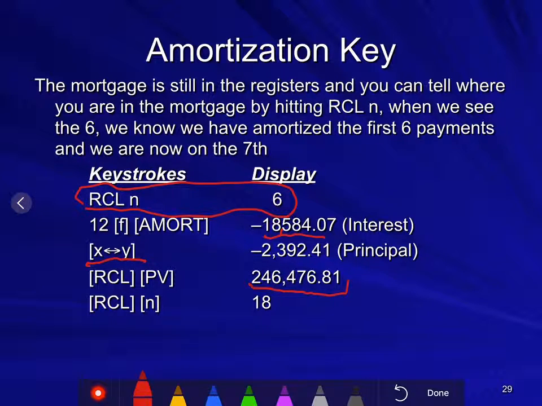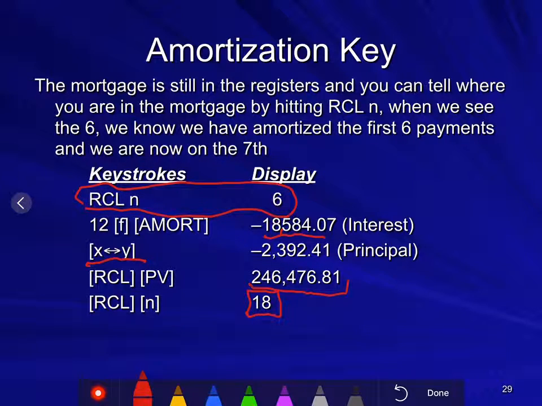$246,476.81. So we paid down, for the first 18 months, sort of $3,500 of the mortgage. And now if we recall our N, we'll see 18. So I think you can get a sense of how powerful these are on the quizzes.